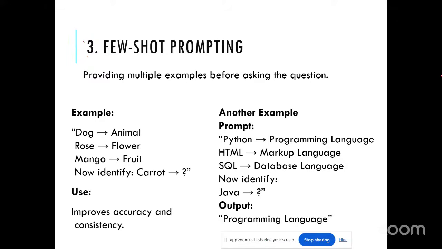Okay. And next, here I have given multiple examples. First see what is few shot prompting: providing multiple examples before asking the question. This is the question I'm going to ask, so before asking the question, I need to provide multiple examples. Here I'm providing three examples. So what are the examples I'm giving? Dog is an animal. Rose is a flower. Mango is a fruit. Now I'm telling it to identify what the carrot is.